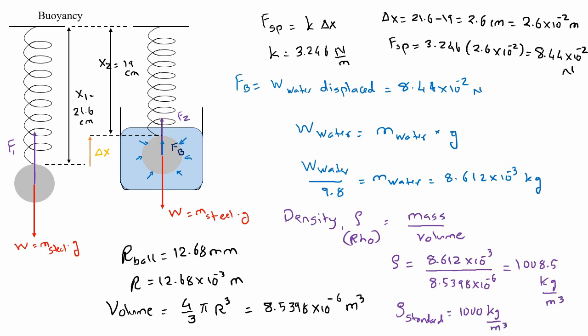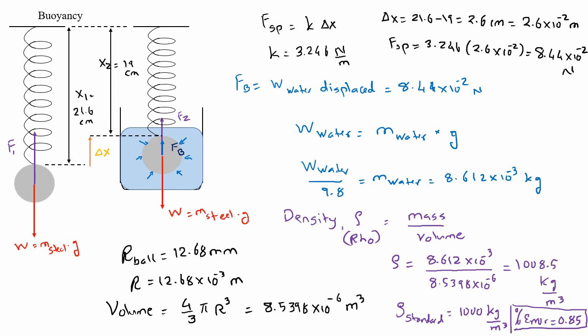So you can see how really close these two are. And the difference between the two is just 8.5, right? And then if you do the difference divided by the standard, right? So 8.5 over 1000 multiplied by 100 gives us a percent error of 0.85. It's pretty close.